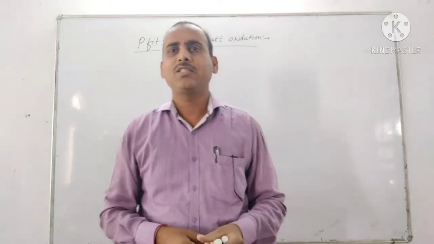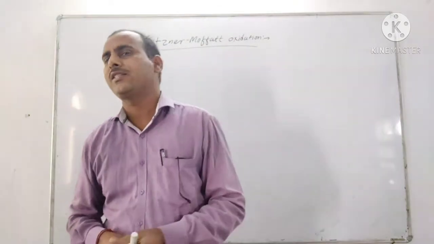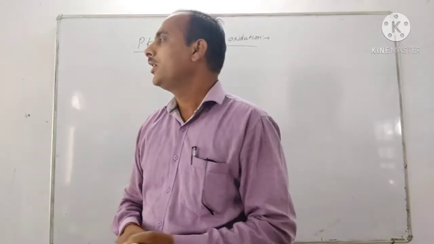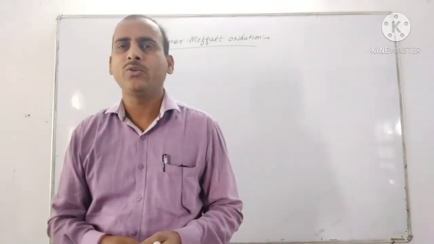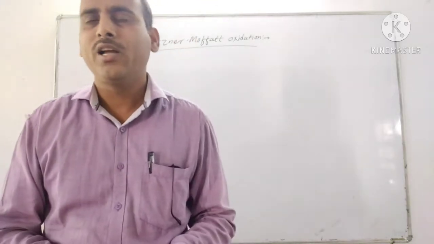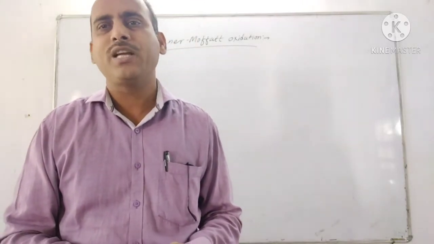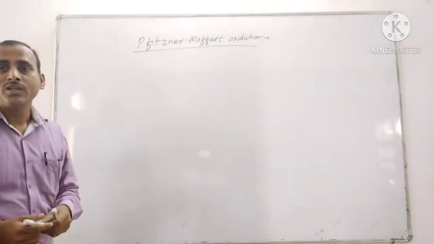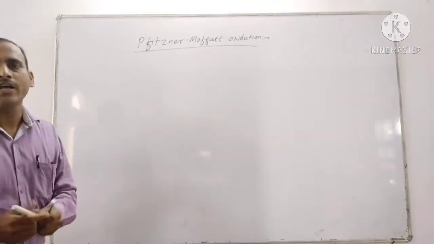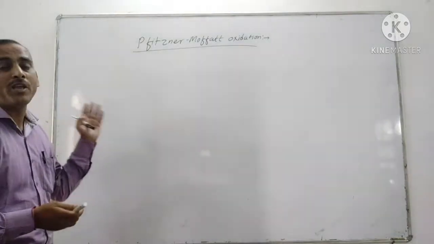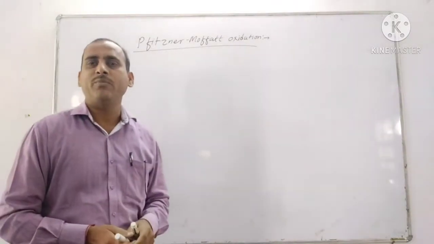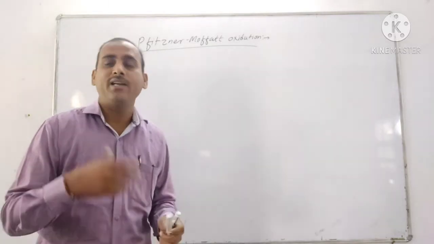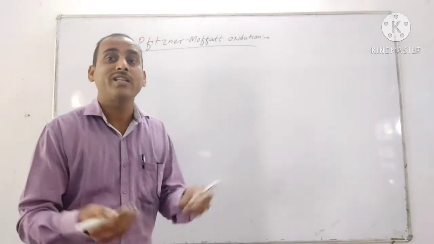Today we start the next oxidation reaction, that is the Pfitzner-Moffatt oxidation reaction, in which again a primary alcohol is oxidized to an aldehyde and a secondary alcohol is oxidized to a ketone. So let's see the reactions. Now, aldehyde formation takes place from the primary alcohol and ketone formation takes place from the secondary alcohol by using DCC and DMSO as the oxidizing agent.